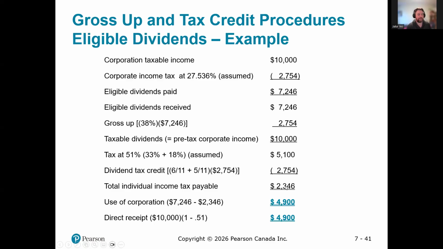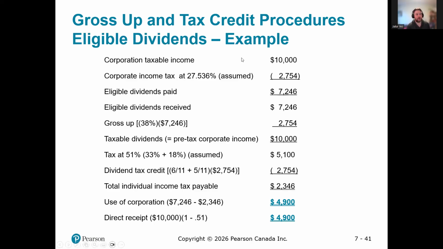The individual will pay 2,346 in their hand. So they received 7,246. They paid 2,346, which means they are left with $4,900. So it's kind of a complicated series of steps, but what it does is it gets us back to the same place. If someone had earned that $10,000 directly in their pocket, they would just pay the personal tax rate of 51%, which means they keep 49%. So $4,900 is left in their pocket.